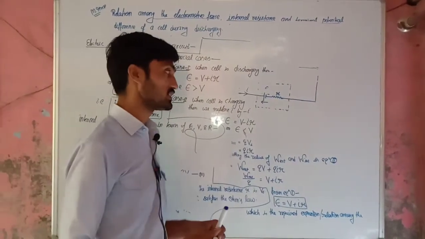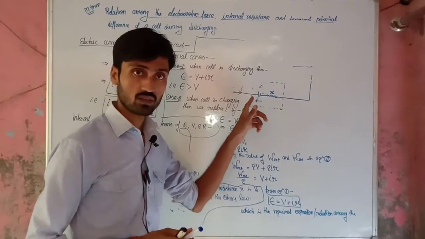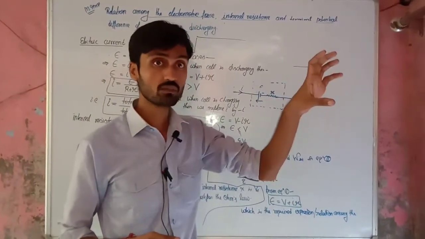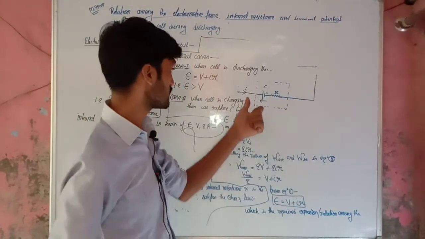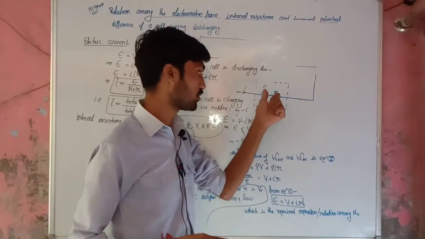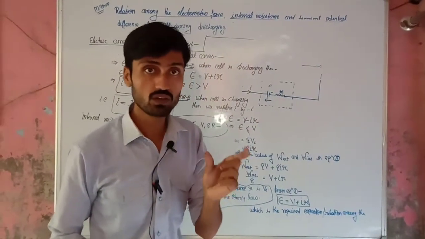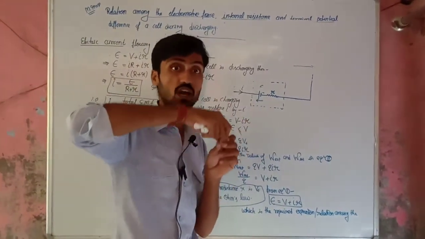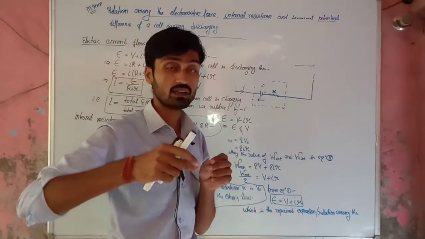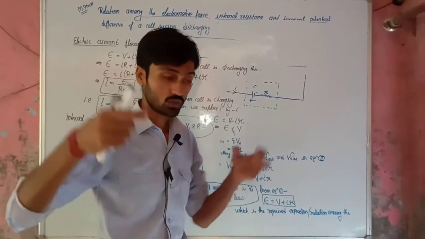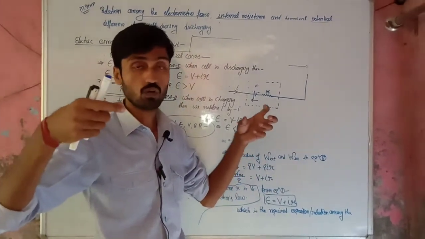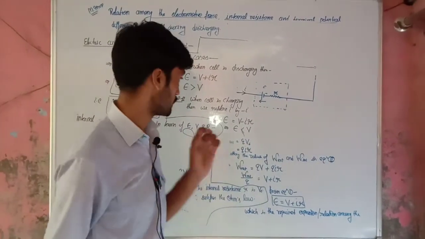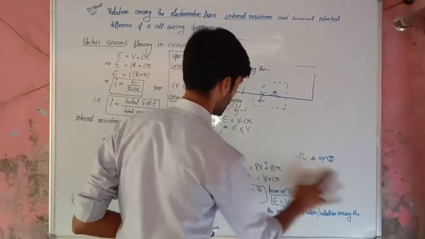Due to this difference, this cell will be charged by the other cell. Suppose you have another battery which has a 10 volt terminal potential difference, and this cell whose electromotive force is 5 volt. Then if you connect that battery to this cell, this cell will be charged until the potential differences of both the cell and the battery become the same. Okay, so remember this point.